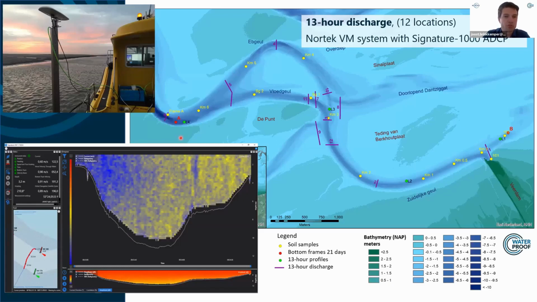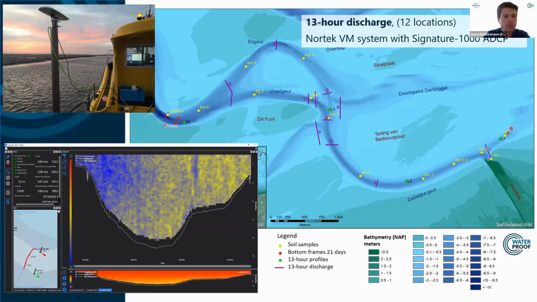We measure discharge over the full tidal cycle. So for 13 hours, we sail twice an hour each transect. We did that with the Nortek VM system. For everyone who followed the webinar yesterday or on Wednesday, it was explained how this system works.